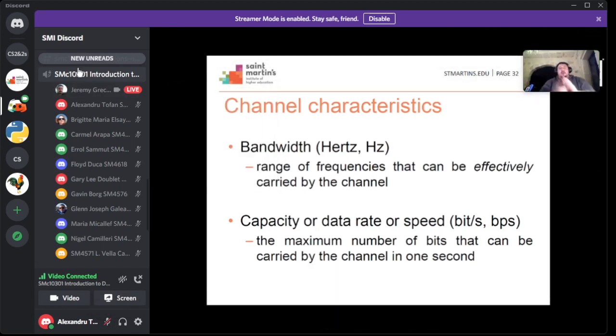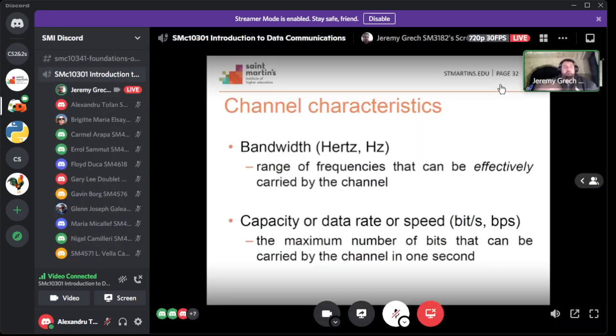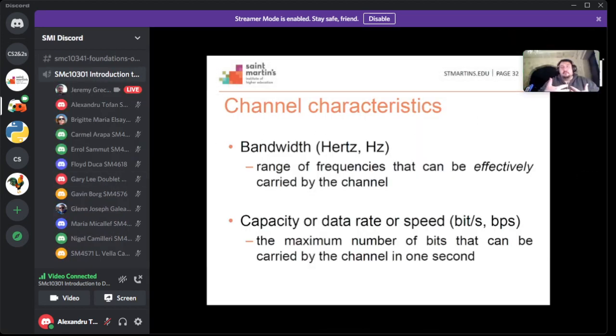Cool. All right. So when we're talking about different channels that we're using in order to communicate, these different channels tend to have a number of different descriptors that are used in order to identify their capabilities. When we talk about bandwidth, essentially we're talking about the range of frequencies that can be effectively carried by that particular channel. That is usually measured in hertz.